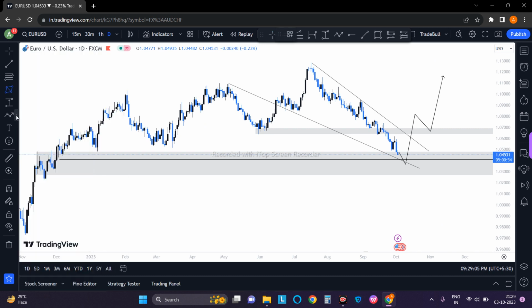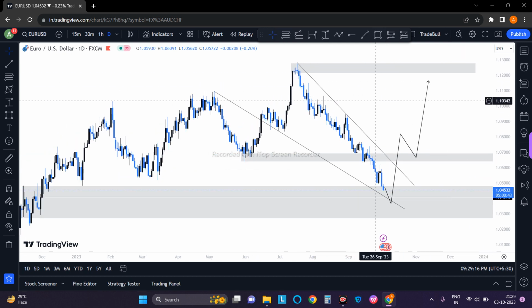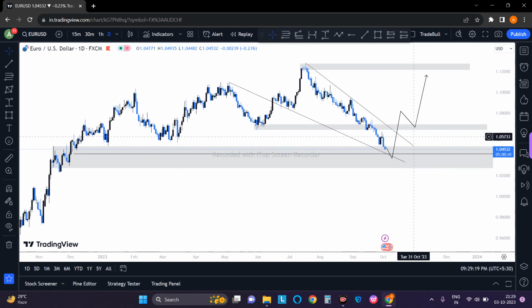And if I have to draw another resistance zone, which is the very top of this move, this could be my take profit target. This is one thing that we can see.